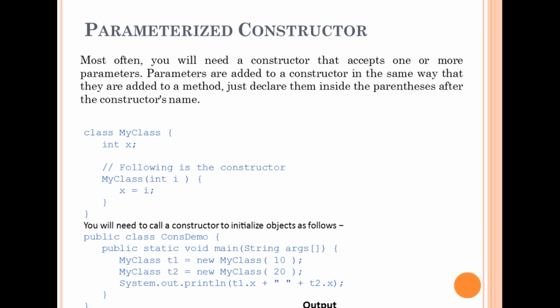Parameterized constructors. Most often you will need a constructor that accepts one or more parameters. Parameters are added to a constructor in the same way that they are added to a method. Just declare them inside the parentheses after the constructor's name. Here is a simple example that uses a constructor with a parameter.